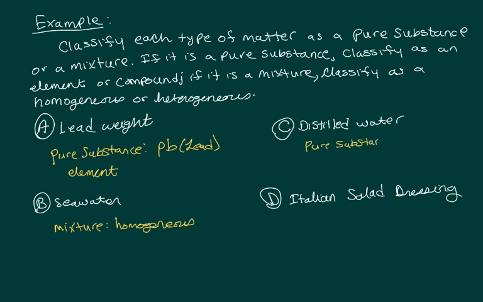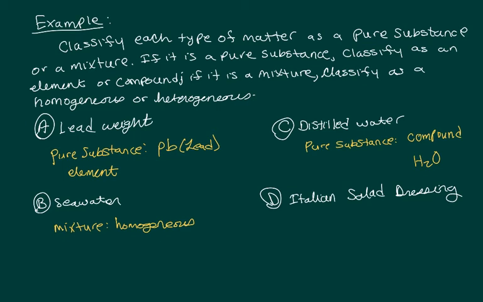But now we got to ask ourselves, is it a compound or an element? Well, it's going to be a compound, because water has the chemical symbol H2O, and it's made up of two or more elements that are chemically bonded.